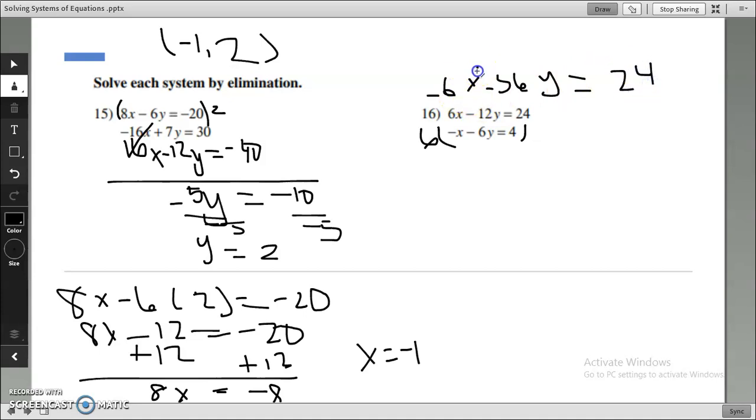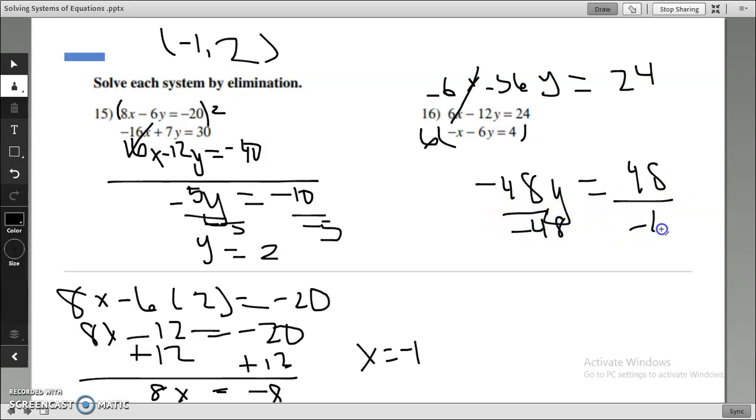So now my x's are going to cancel out. So that's negative 36 minus 12, which gives me negative 48y. And 24 plus 24 is 48. So divide both sides by negative 48. My y is equal to negative 1.